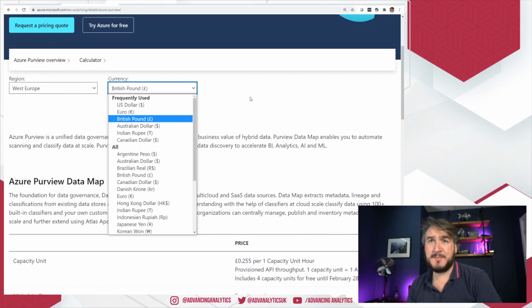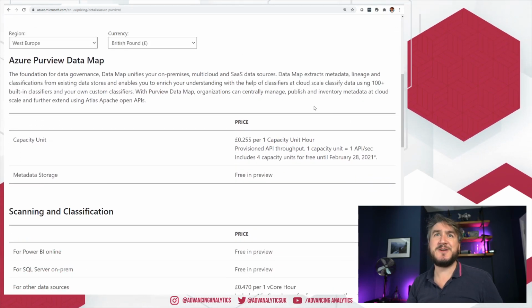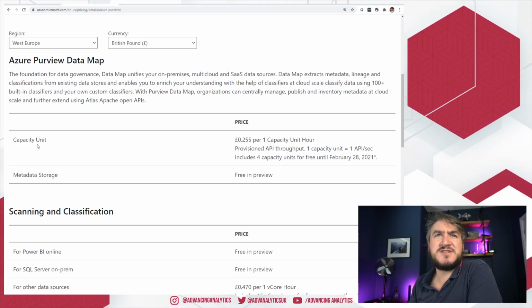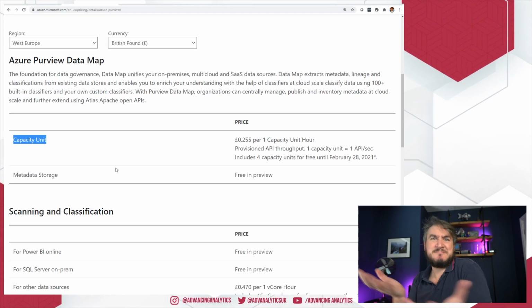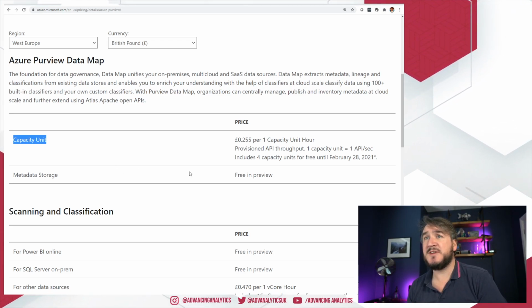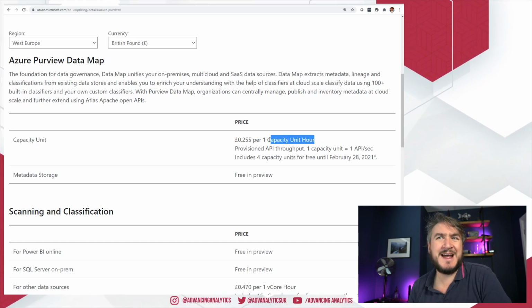I've set to my region, I've set to pounds. I know, sorry for most of you, that won't make any sense. They are the magical currency that we use over here. But yeah, we can get a few bits of information. So we've got this thing called a capacity unit. We have this sense of an amount of scale that's associated with our Purview box. And that costs 0.255 per capacity unit per hour.